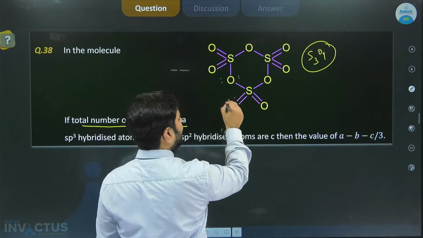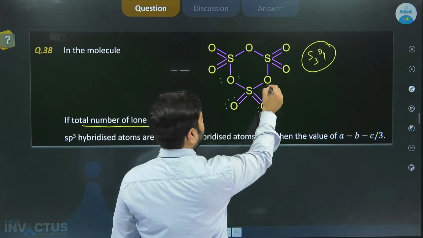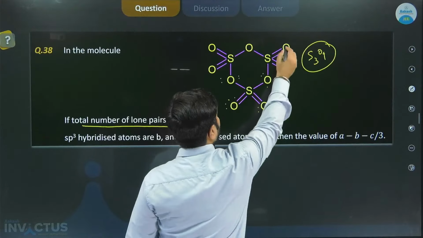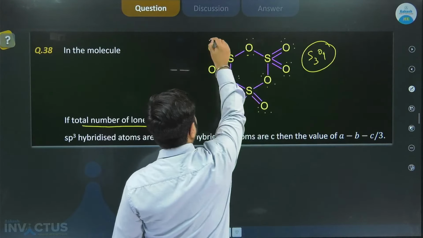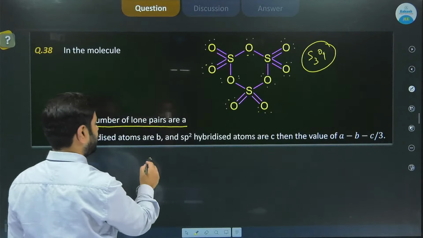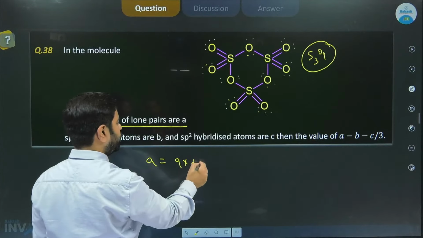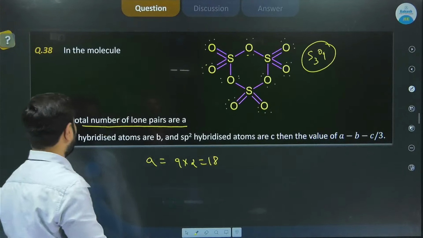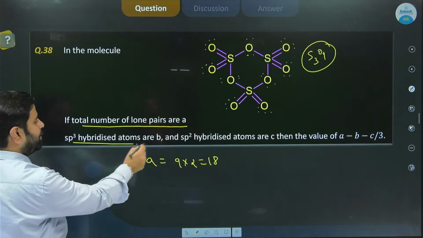Each oxygen will have 2 lone pairs here. So how many oxygens are present? 9 oxygens. So A would be equal to 9 into 2, 18. Now, the number of sp3 hybridized atoms is B.